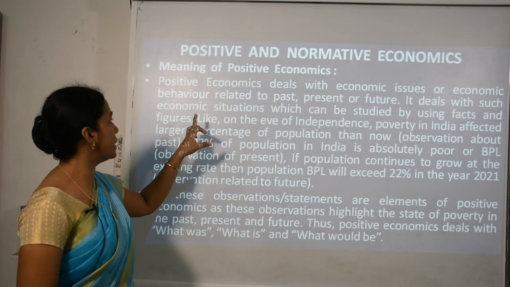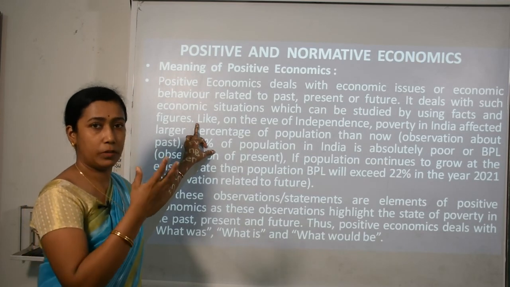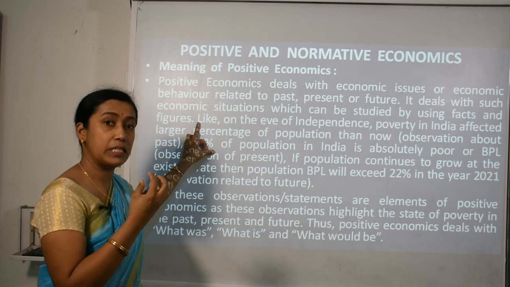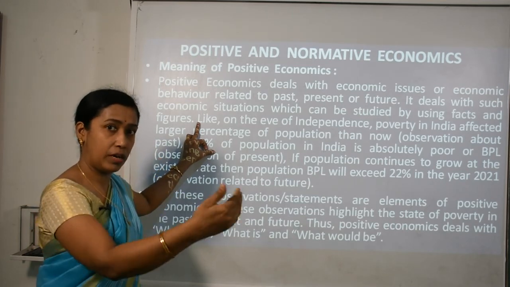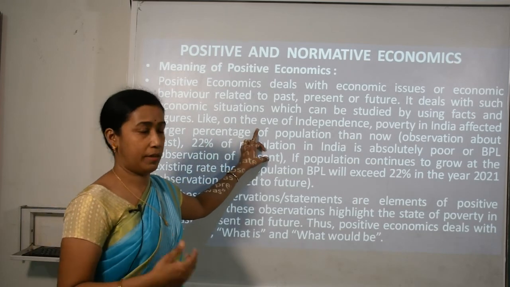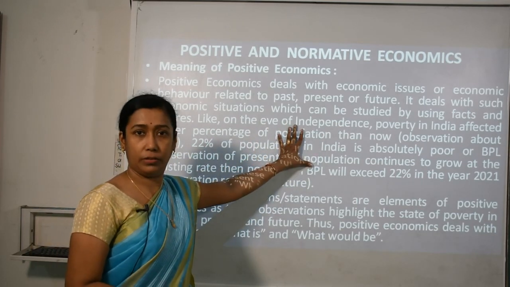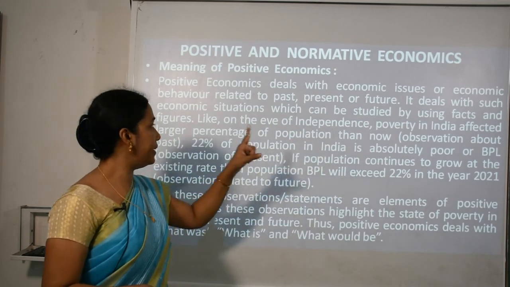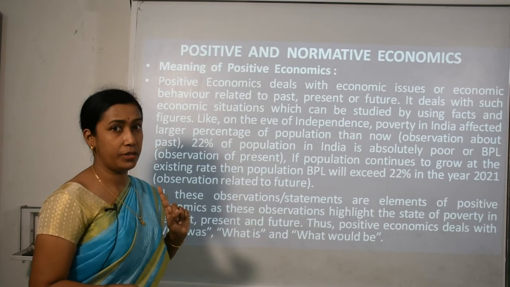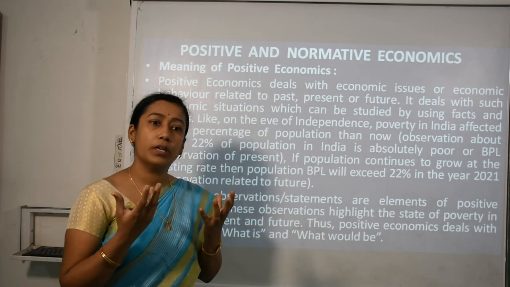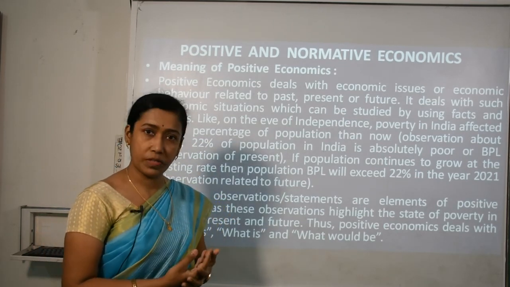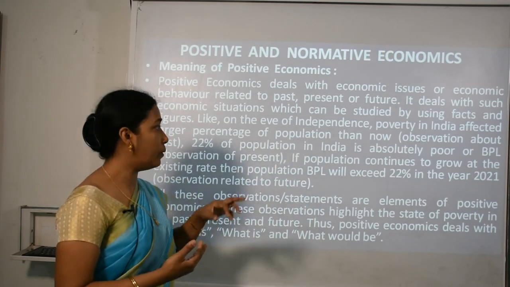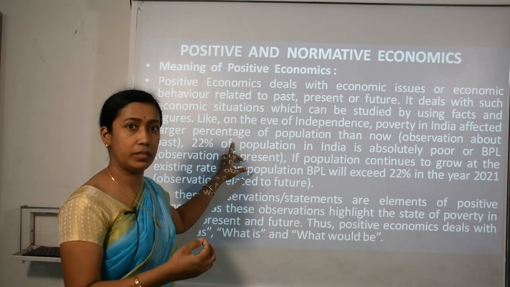So they can be studied by using facts and figures. In positive economics, we are going through various facts and figures, and only then do we come to a conclusion. Like for example, this is an example only, okay. On the eve of independence, poverty in India affected a larger percentage of population than now. That means this is one kind of statement, or an observation by anyone. It said that poverty in India affected a larger percentage than now.